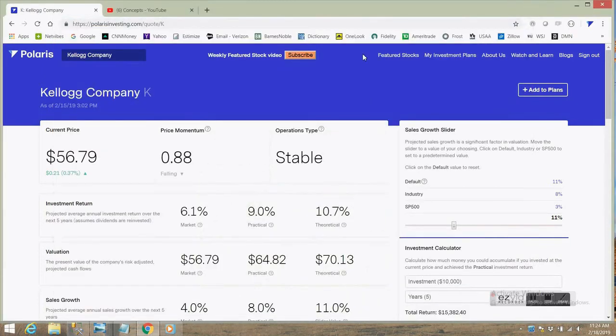All right, next we'll shift our attention to the PolarisInvesting.com website. What I'm currently showing is what is known as the ticker page, shown for an example company, Kellogg.